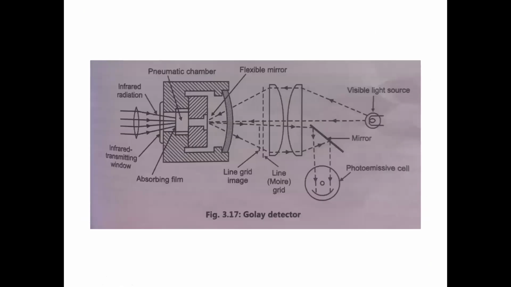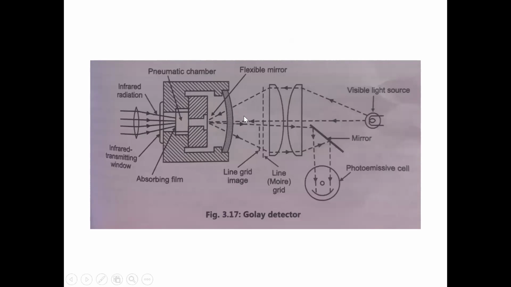This is diagram of Golay cell. Golay cell consists of a metal cylinder. It is enclosed by blackened metal plate at one end and flexible diaphragm at the other end. So this is blackened metal plate and this is flexible diaphragm. So in this metal cylinder, xenon gas is filled. What happens when IR light falls on this blackened metal plate? There is increase in temperature. As a result, xenon gas expands, which causes deformation of the flexible diaphragm. So flexible diaphragm moves because of the expansion of the xenon gas.